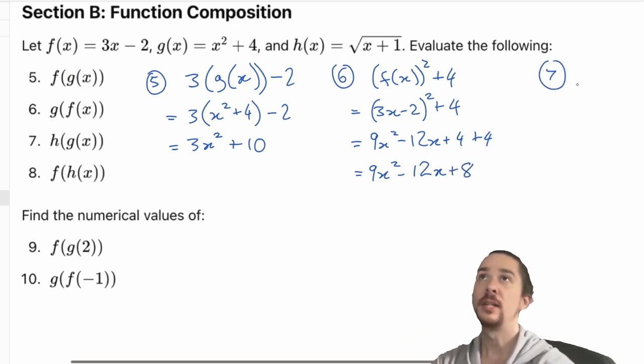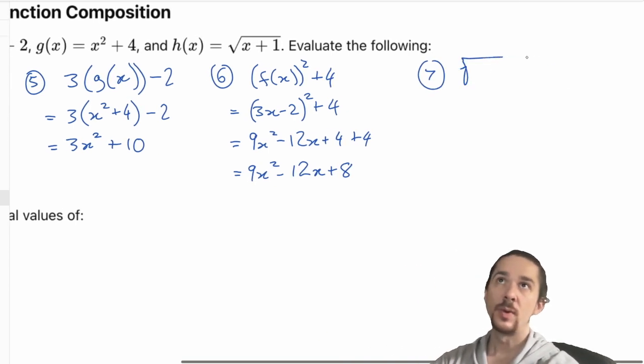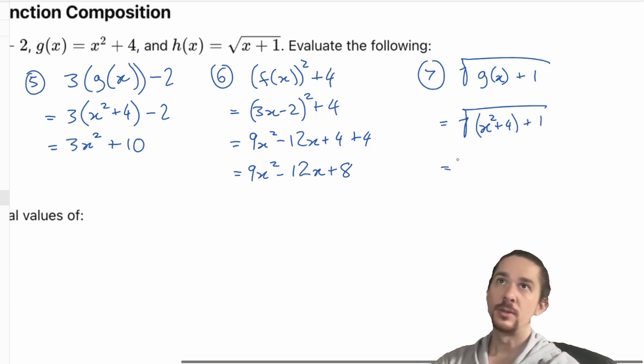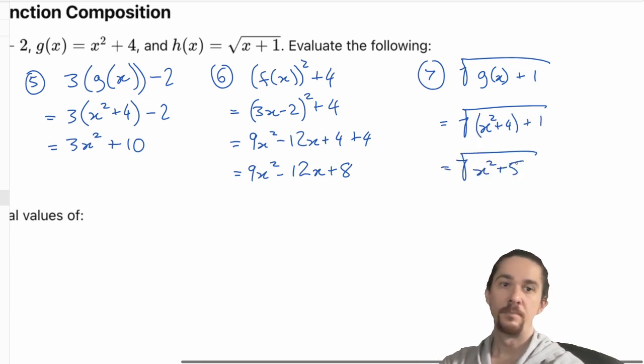Now, h of g of x means we're doing the square root of g of x plus 1, which is the square root of x squared plus 4 plus 1, or in other words, the square root of x squared plus 5. And there's not really much we can do with that.